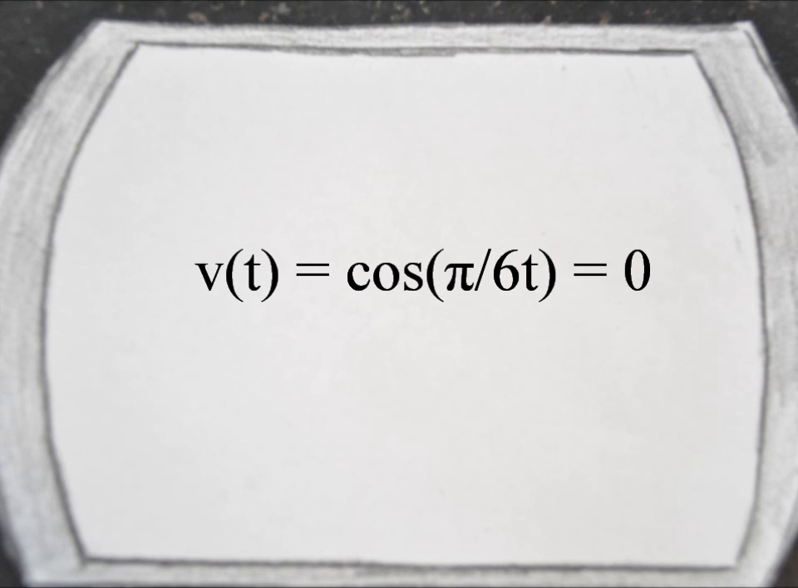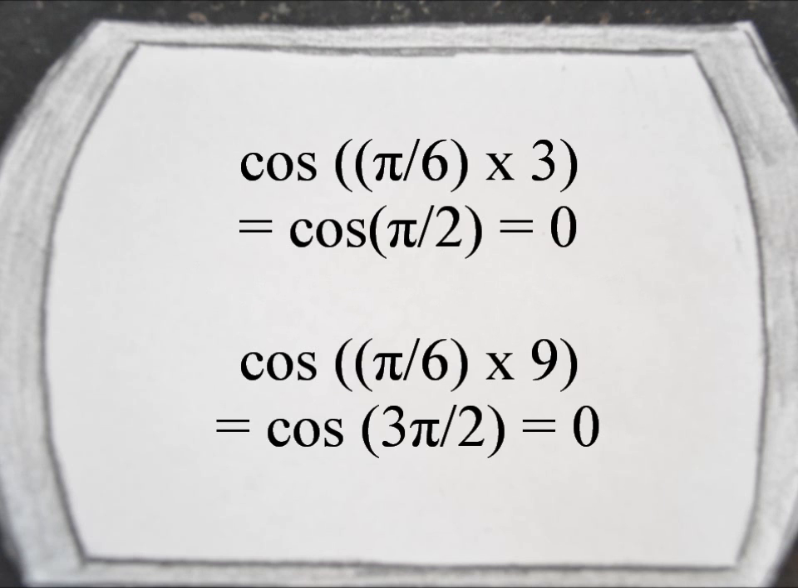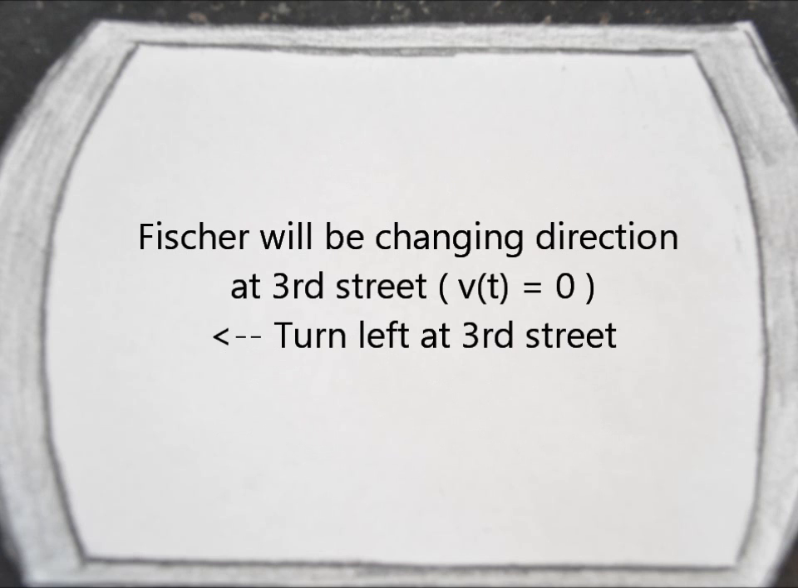We need to find when cosine is equal to 0. On the unit circle, cosine is 0 at pi over 2 and 3 pi over 2. So, we can make pi over 6 equal to pi over 2 by multiplying it by 3, and we can make it equal to 3 pi over 2 by multiplying it by 9. Fisher will be moving to the left for values between t equals 3 and t equals 9.